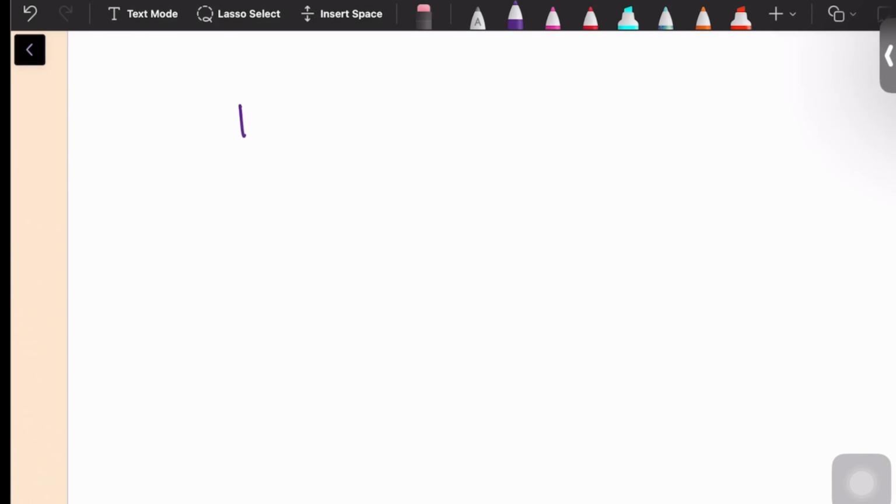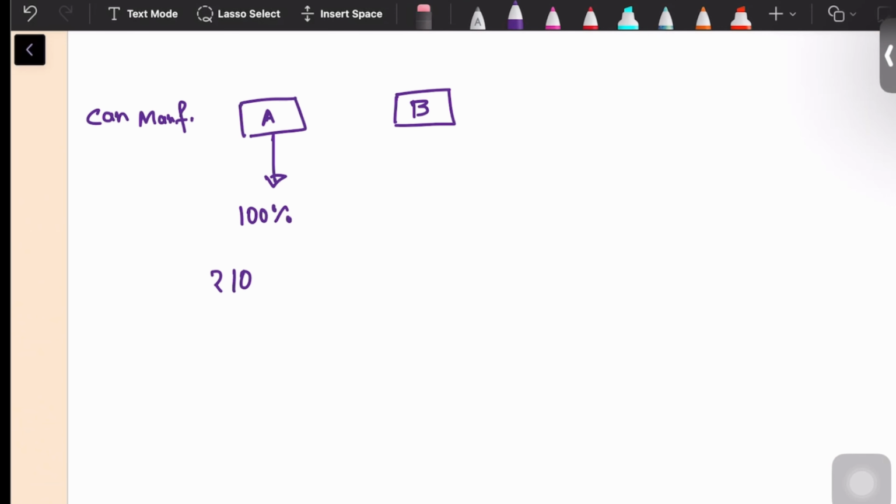So let's say I am manufacturing two products, A and B. So right now I am manufacturing A for 100% capacity, and let's say I am earning 10 rupees as contribution per unit. So B I am not able to manufacture. Why? Already my 100% capacity is dedicated to A. So what I am doing, I will purchase this from outside.